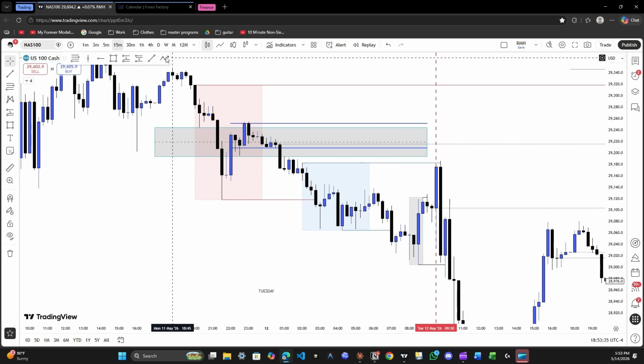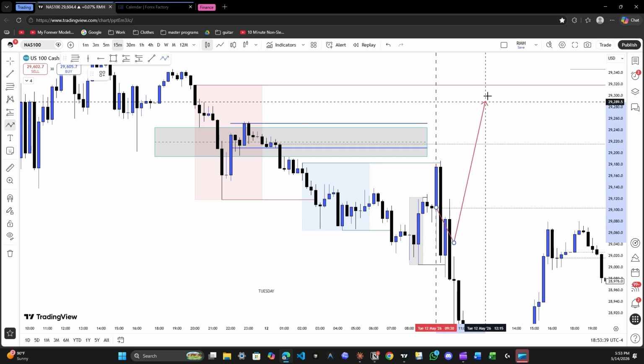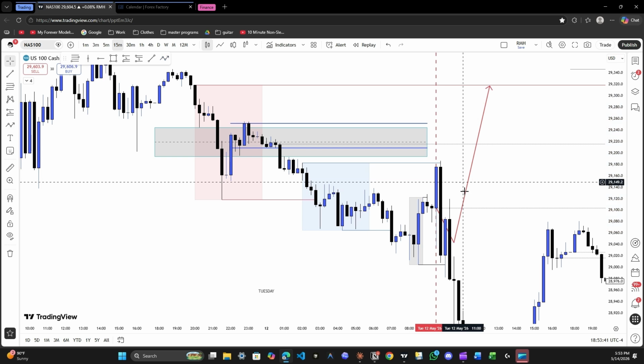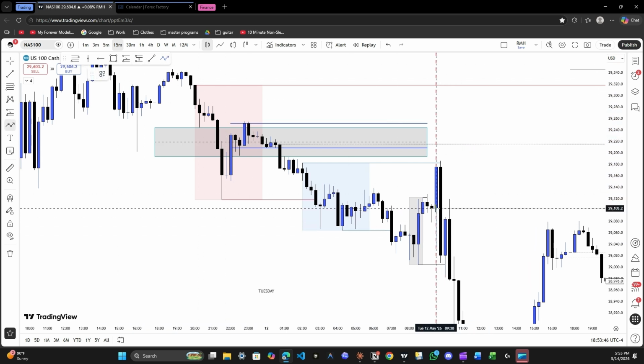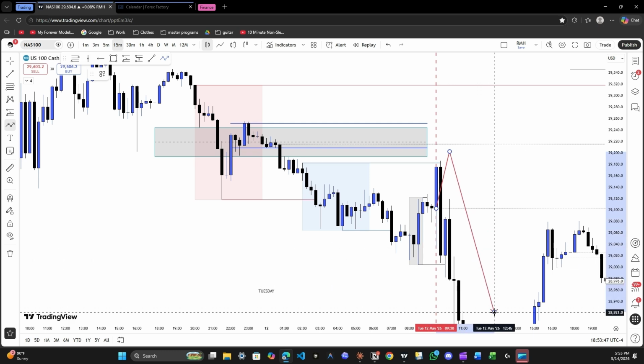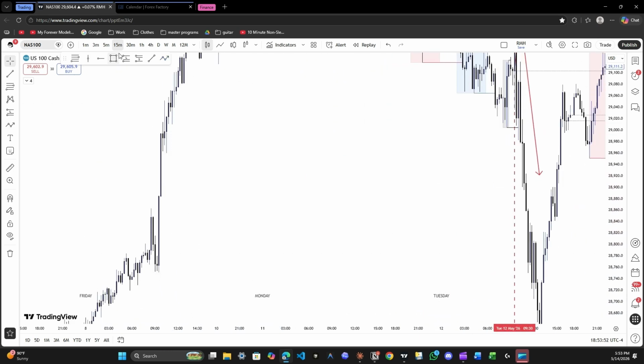So the two scenarios I would be looking at is a bullish scenario where we take London low and then continue higher towards all-time highs, or a bearish scenario where we take London high and we continue lower to some other target down here. Probably this low right here. Let me mark this.